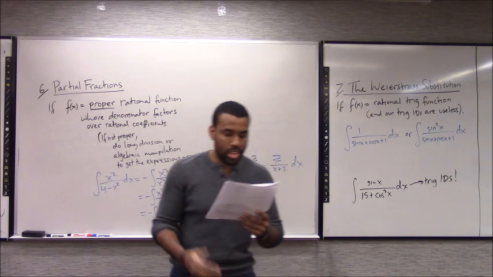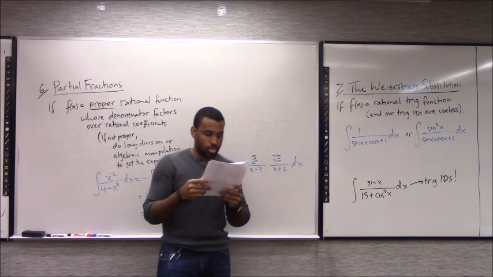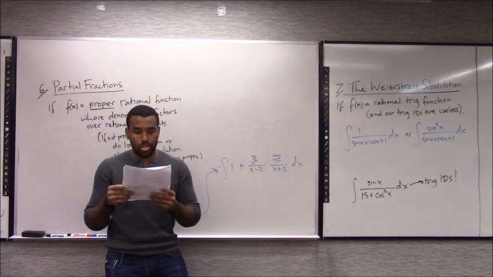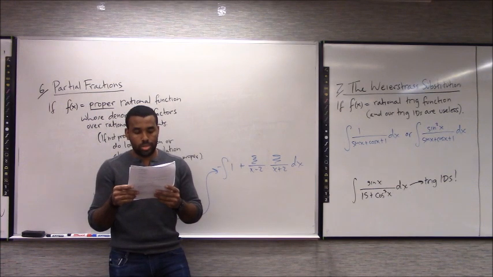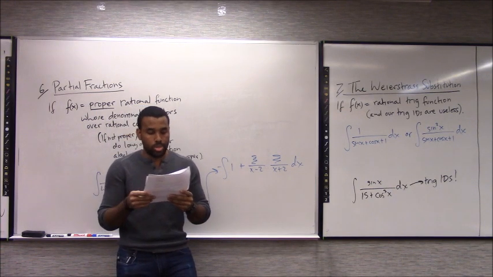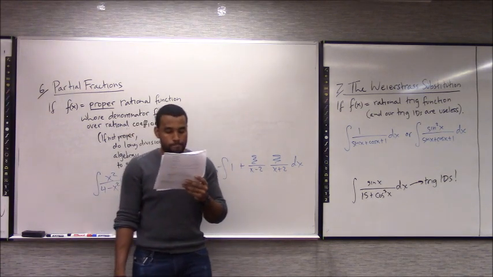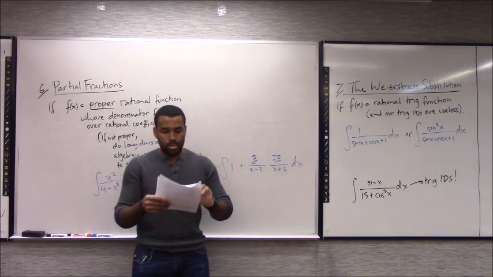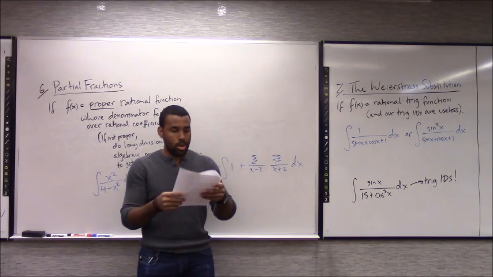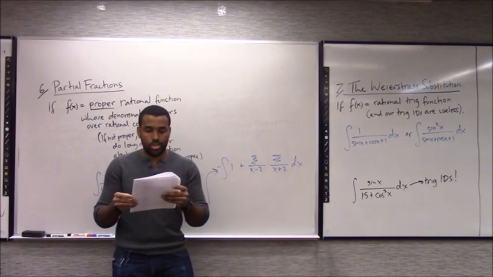What about 7? Substitution. What would you substitute? The y, arctan y. u equals arctan y, yeah. What about 9? Partial fractions, that factors. What about 36?